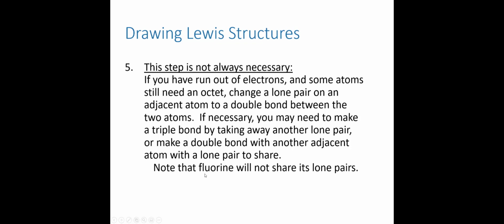Fluorine is the most electronegative atom. It is ultra greedy, and it will not share its lone pairs. So it won't do that. I would like to do another example with carbon dioxide so that we can see Rule 5 in action.